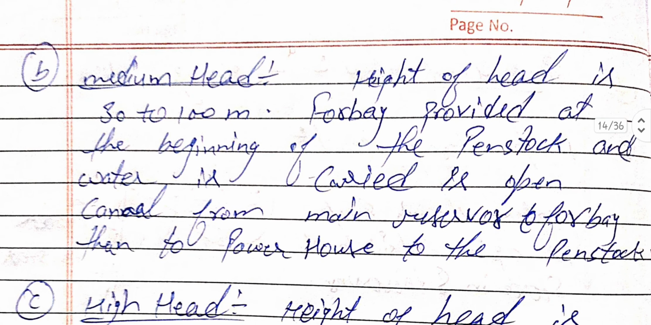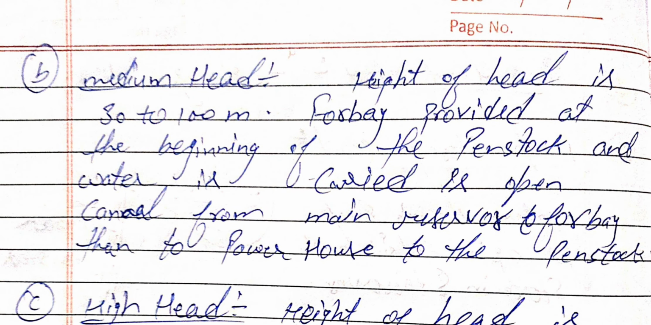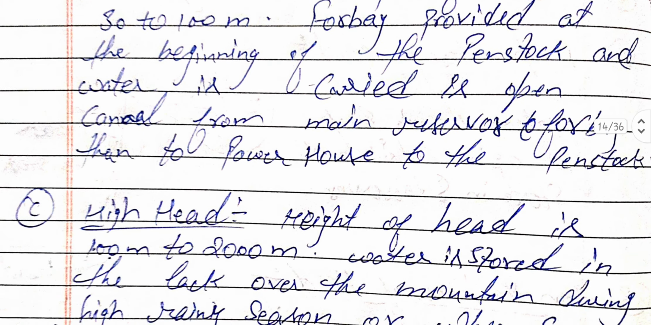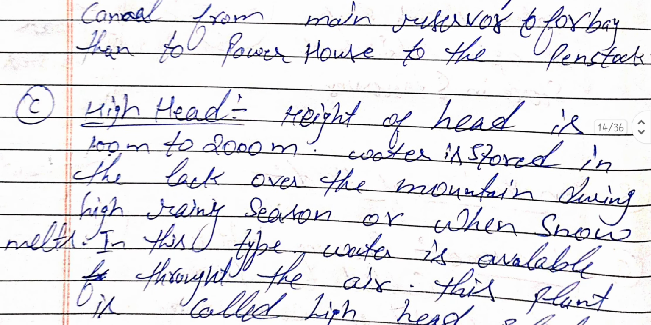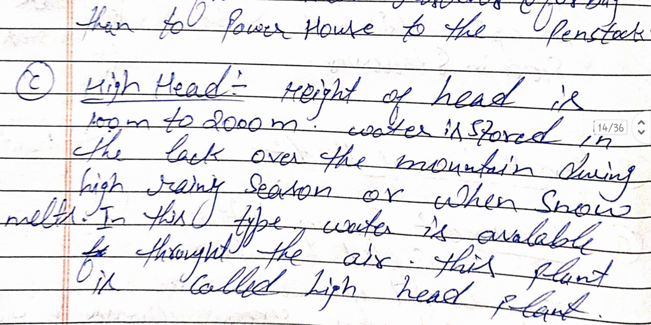Next is the medium head. The height of this head is 30 to 100 meters. A forebay is provided at the beginning of the penstock, and water is carried in an open canal from the main reservoir to the forebay, then to the powerhouse through the penstock. And third one is the high head. The height of this head is 100 meters to 2000 meters.